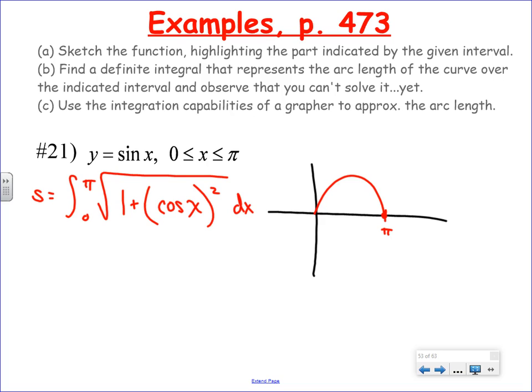What's wrong with this picture? 1 plus cosine squared of x is sine squared of x? No. 1 minus cosine squared of x is sine squared of x. So then what would you do? We could use cosecant.